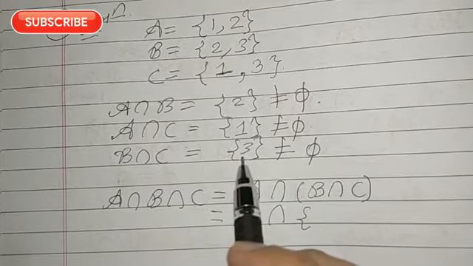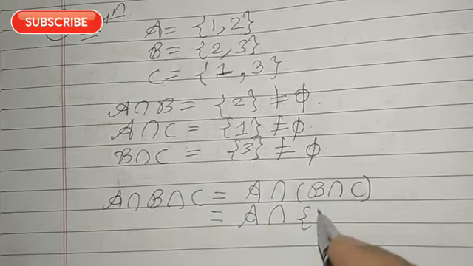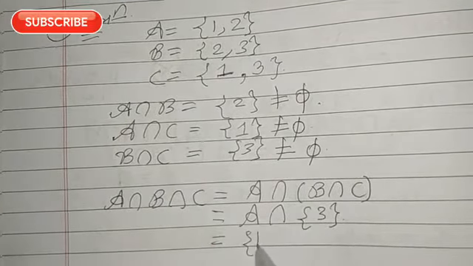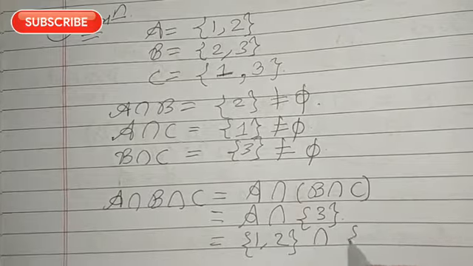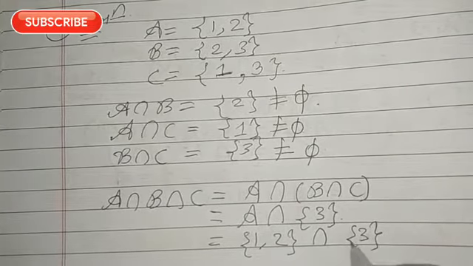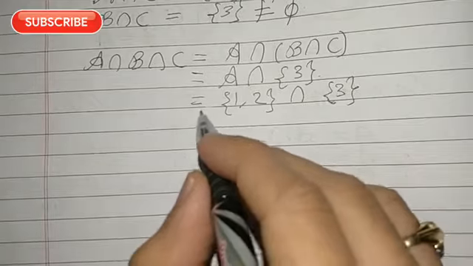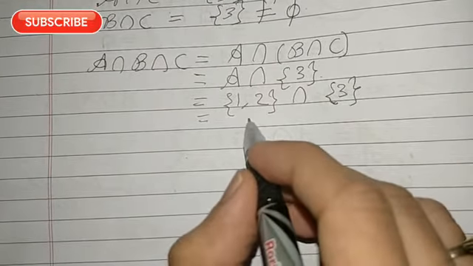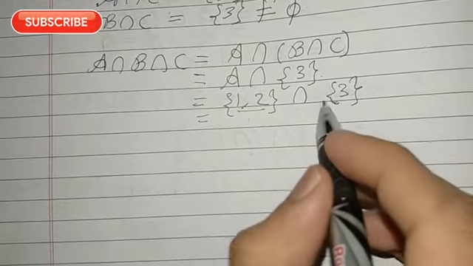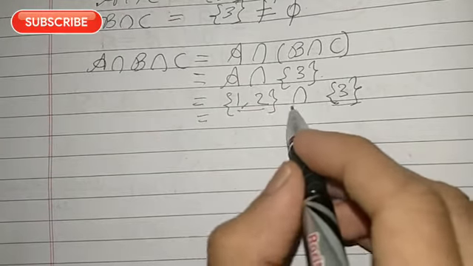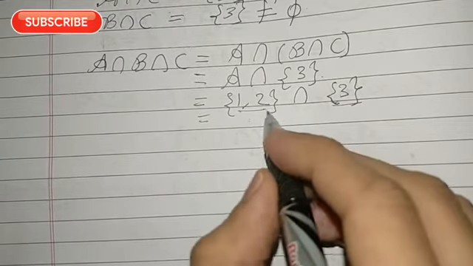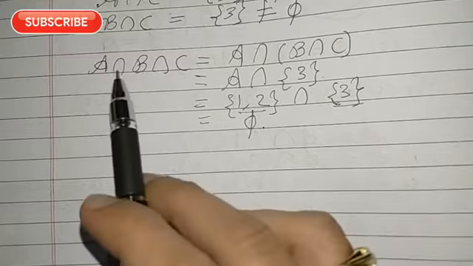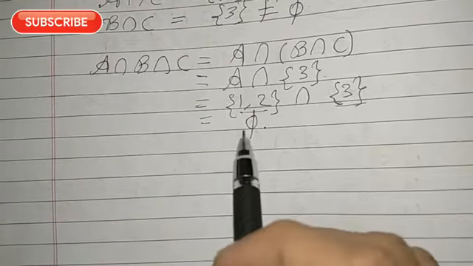What is B intersection C? That is 3, right? Now what is the set A? Set A is 1 comma 2 and you have to take the intersection with 3. So you have the set 1 comma 2 intersection with the set 3. What is the intersection? Intersection means you should have common elements, right? But there is no common element here. So you have the empty set. So you got A intersection B intersection C as empty.